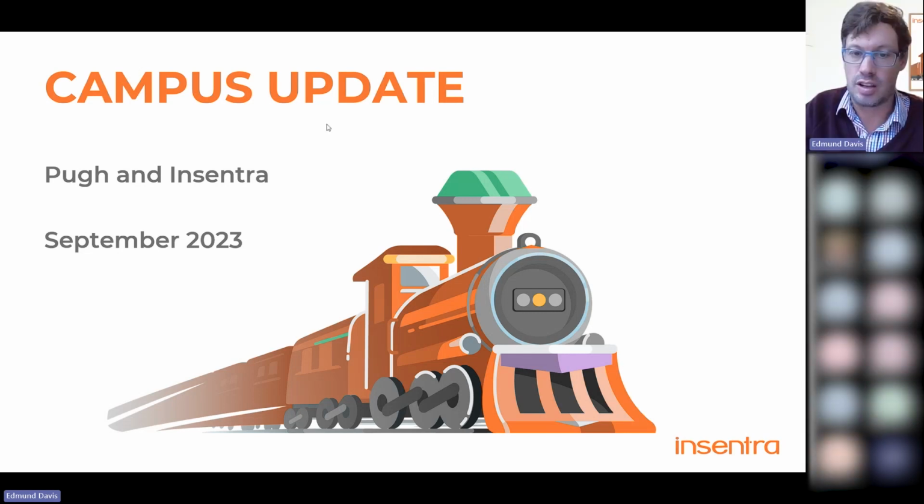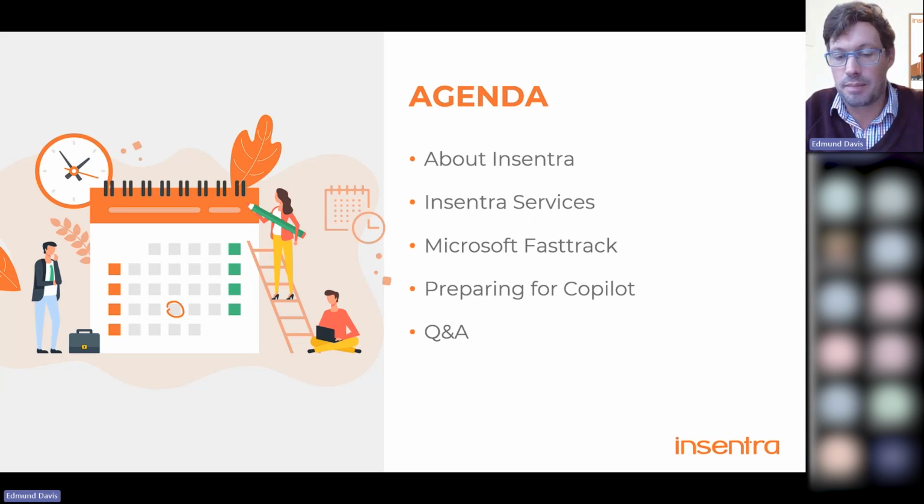Insentra and Pugh work closely together to deliver a range of services supporting your licensing and the implementation and maintenance of your environment. I'll just take a couple of moments to talk you through where we come from. We're going to have a quick chat about Insentra, talk a little bit about the services, and then, as we said earlier, a discussion about FastTrack. Some of you may well already know what FastTrack is, but we'll take a minute or two to talk about that. And then, just to follow up on what Eifion said, a few seconds chat about Copilot.